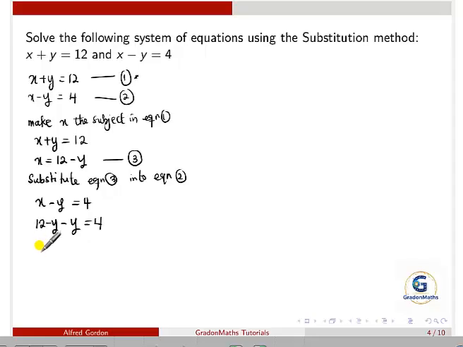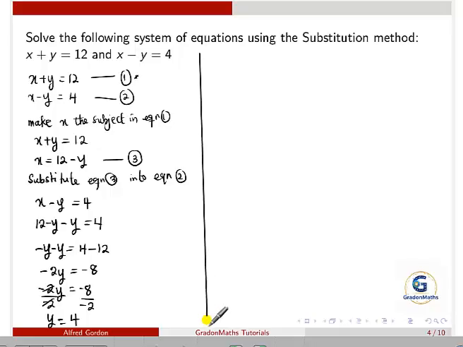Here we group like terms: minus 2y is equal to 4 minus 12, which gives us minus 8. So we can now divide both sides by negative 2. This will cancel out to give us y is equal to negative 8 divided by negative 2, which gives us a positive 4. So here we have found the value of y to be equal to 4.